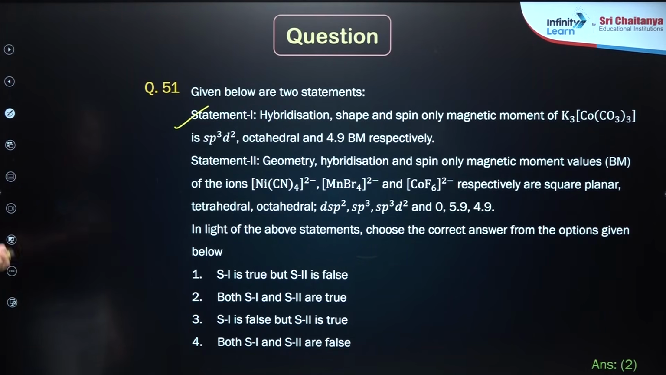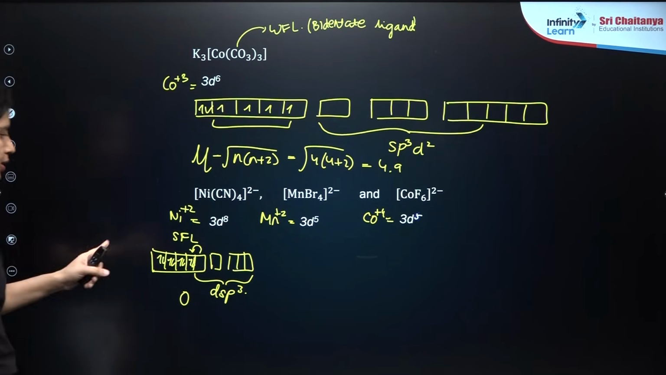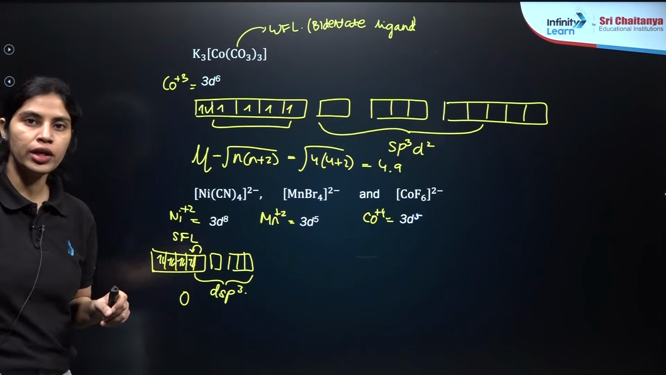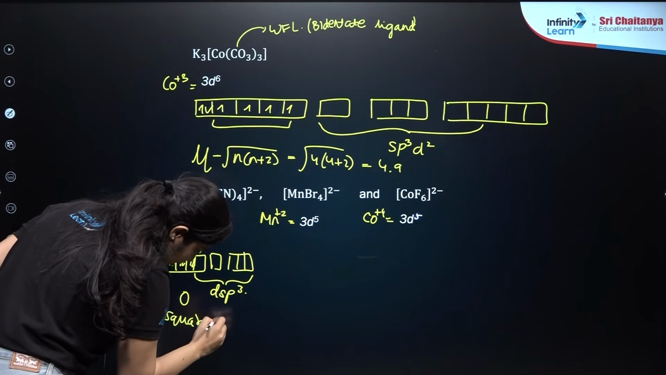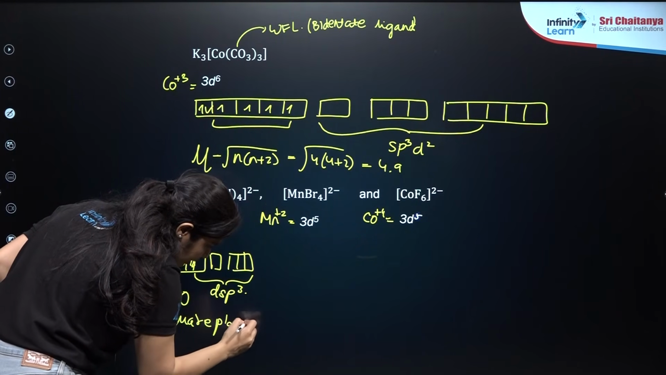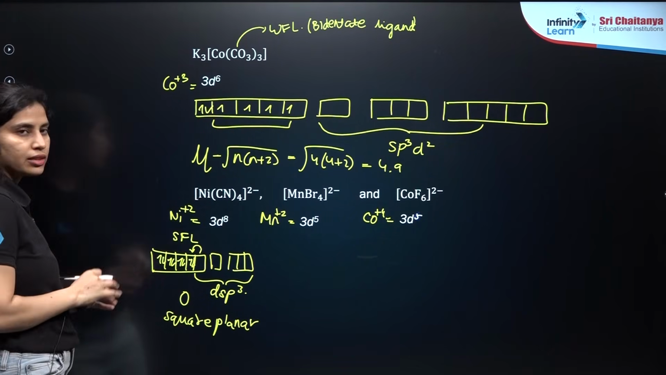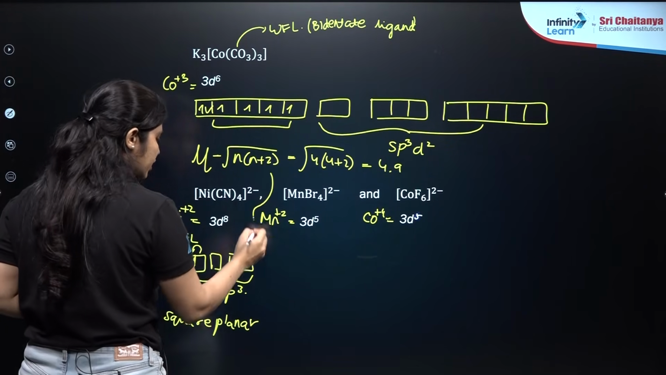It is going to be square planar. Yes, it is square planar because that is the configuration and hybridization for a square planar complex. So this is square planar. As far as this complex is concerned, everything is correct. Let's look at the next one over here.